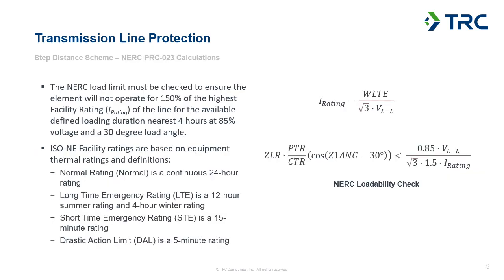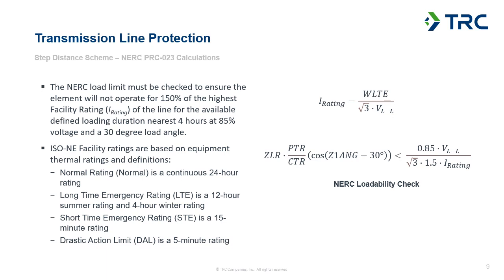So we can take the equations from the previous page and the way we went about finding that loadability limit of that element, and we can expand on that to apply that to the NERC PRC 23 requirements. So as I mentioned, the NERC load limit must be checked against 150% of the highest facility rating for the line using the 4-hour rating. And we look at that at 85% voltage and a 30-degree load angle.